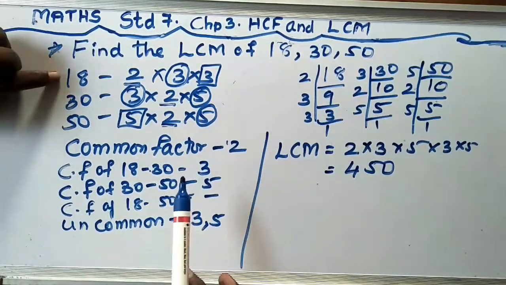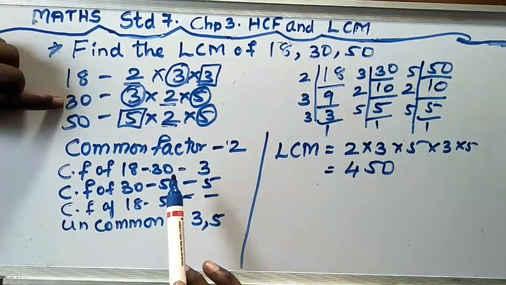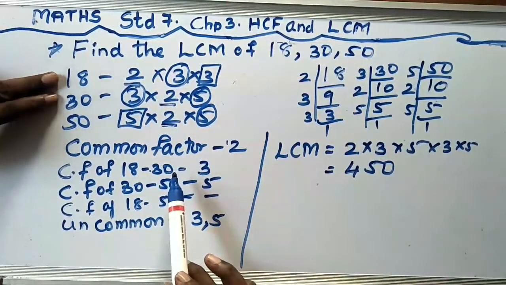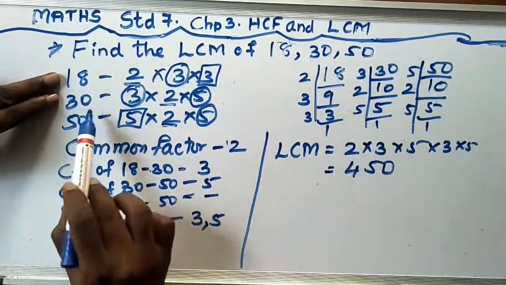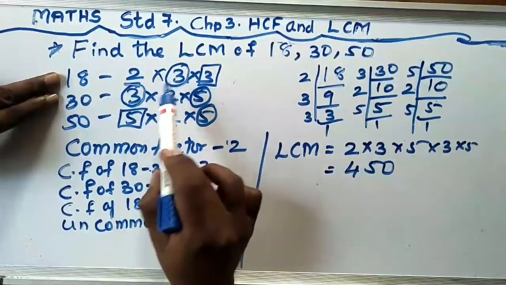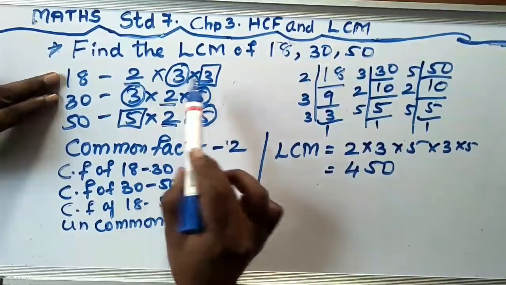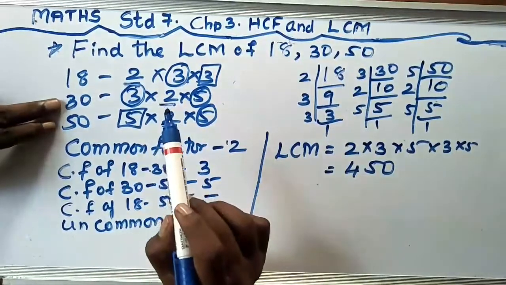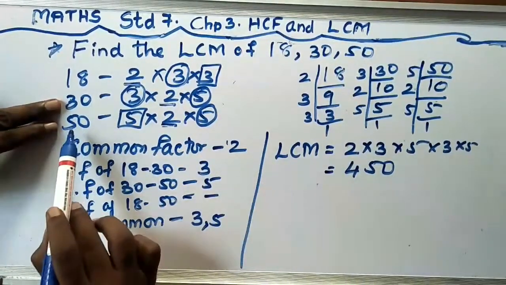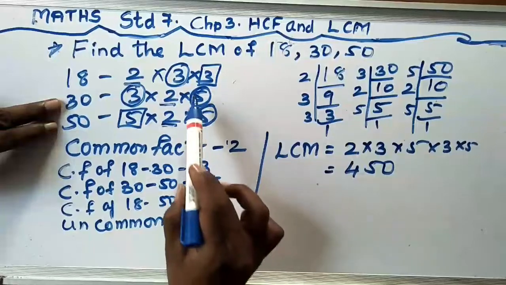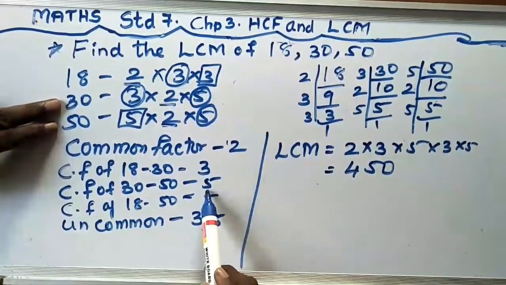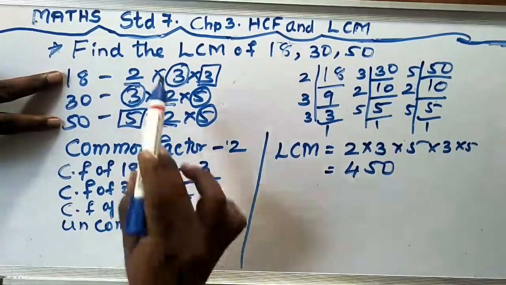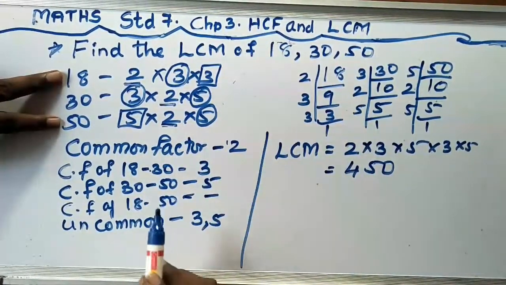Then you have to take the common factor of 18 and 30, then 30 and 50, then 18 and 50. So first take the common factor of 18 and 30. In 18 and 30, I circle here 3 and 3 are common. Here 3 is not there, so this is remaining. Then common factor in 30 and 50, 5 is common, written 5. Common factor in 18 and 50, there is no common factor, dash.